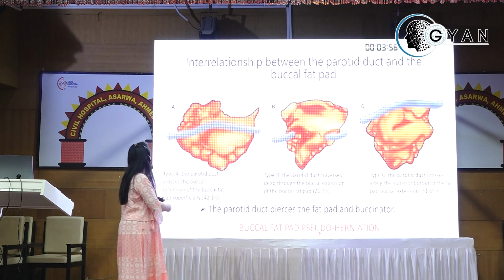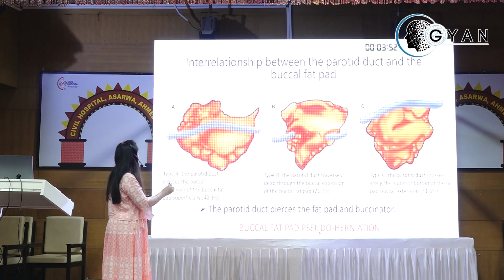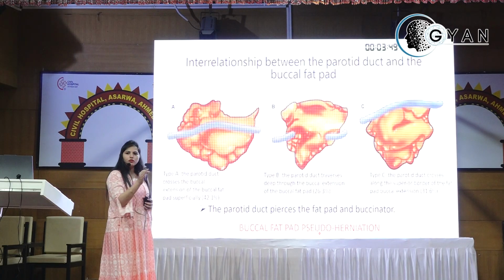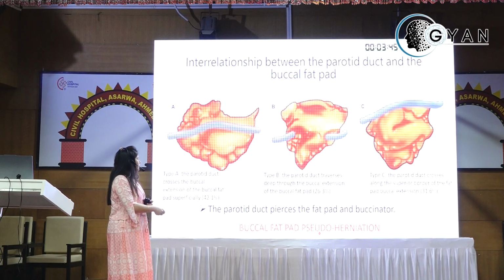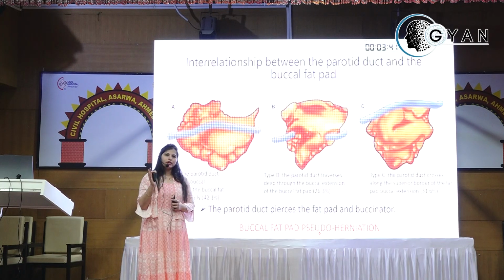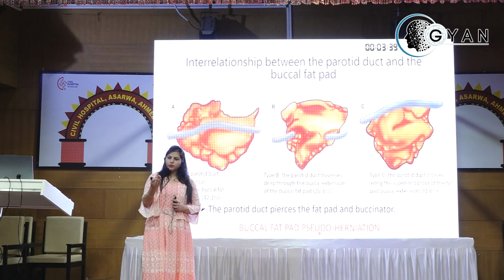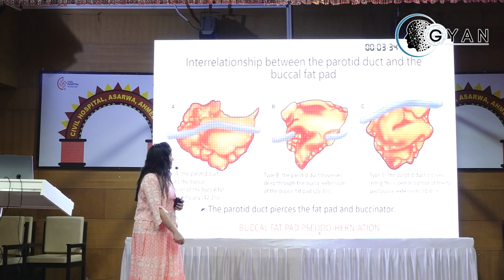It has been seen that 3 types of variation are seen mainly. Type A, where the parotid duct is anterior to it, not involving the substance of the buccal fat pad. In type B, it is passing through it, and in type C, it is posterior to the buccal fat pad. So always while approaching, I think we'll discuss this further in the approach. So right now I'll move ahead.